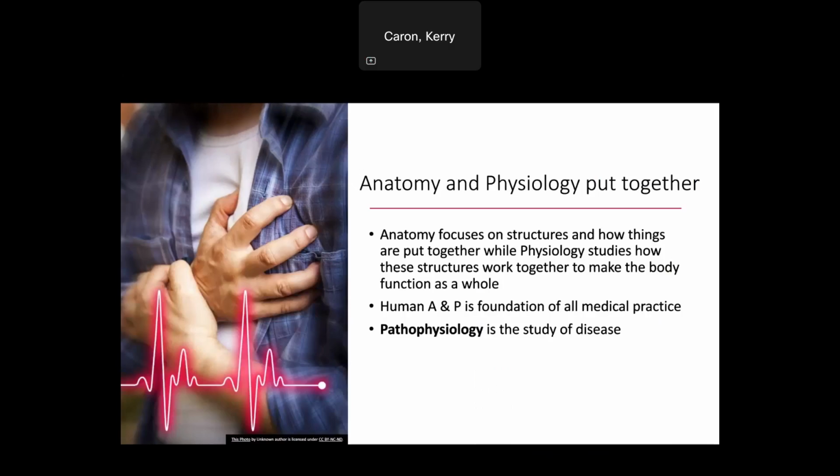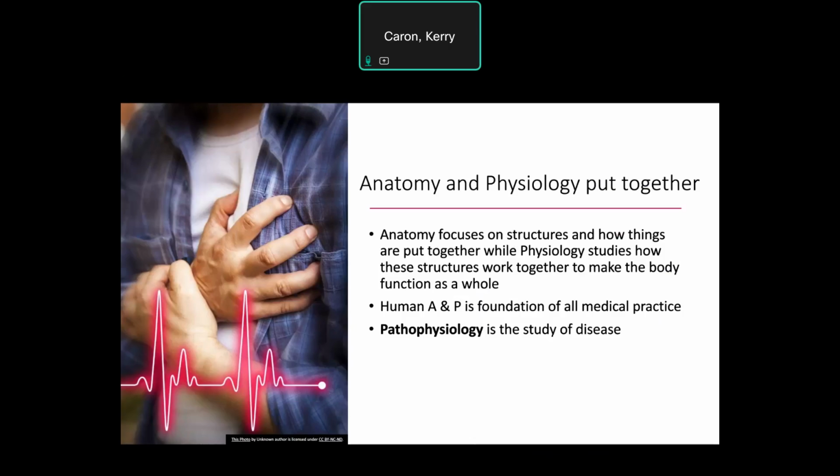So anatomy and physiology put together, basically that's the structures. Anatomy is the structures of how things are put together, whereas physiology is the study of how those structures work together to make the body function as a whole. The main focus of this course, and one of the main themes that you'll see over and over again throughout this course, is homeostasis. Homeostasis meaning internal balance or equilibrium.